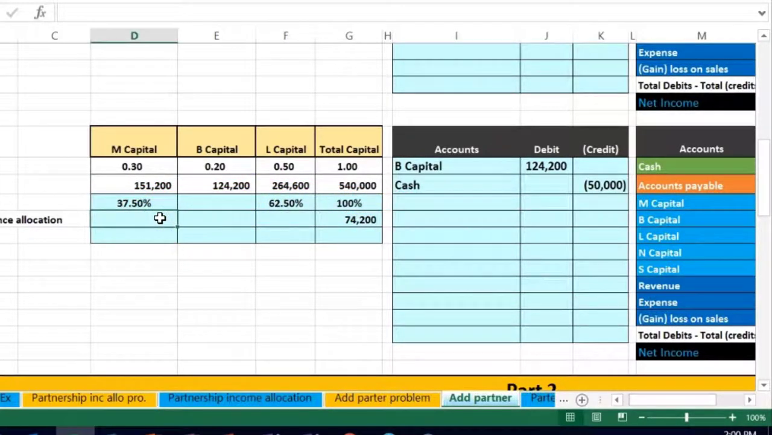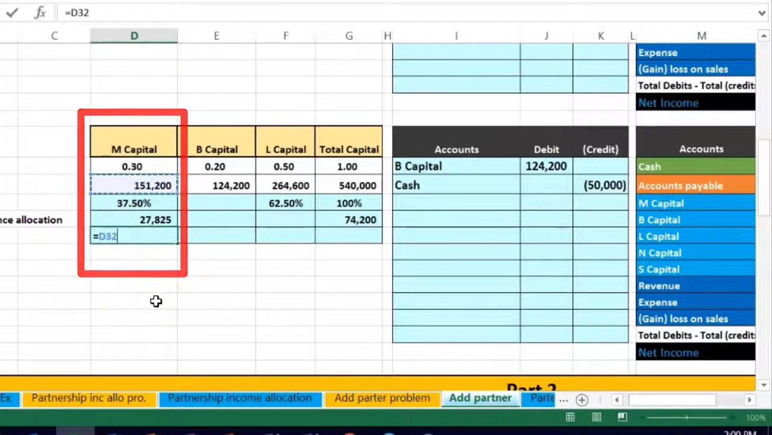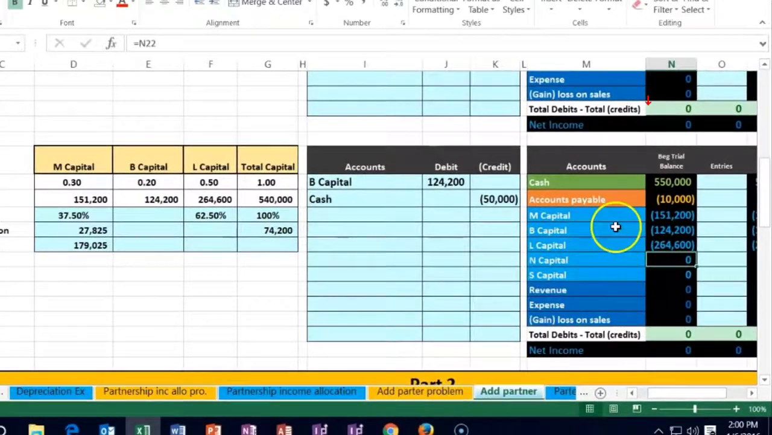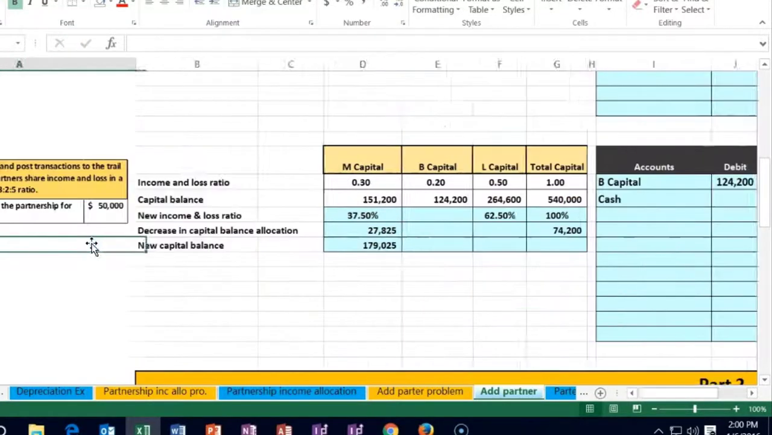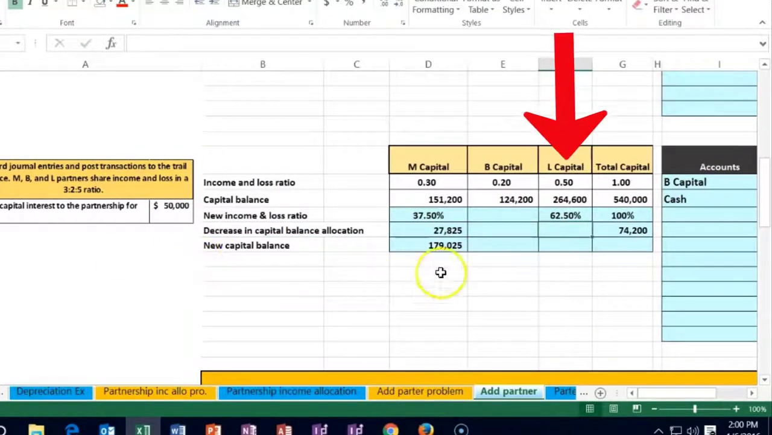So let's do that with our formulas. This equals the 74.2 times the 37.5%. And that means that we're going to have 27.825 increasing the capital account here. So in this case, we started with 151.2 in the capital account plus the 27.825. We're going to increase M's capital account. So at the end of the day, M, this will go up from here to here. That's the idea. And then we'll do the same thing over here in L.